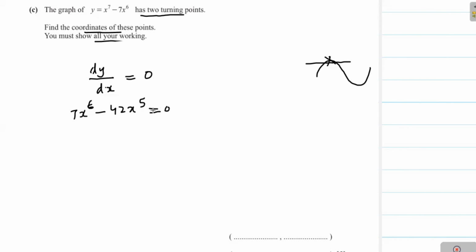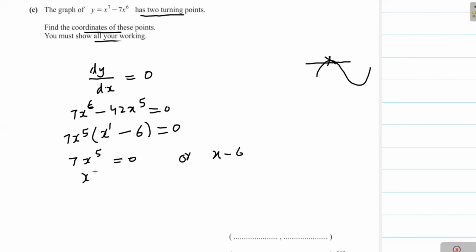This will be equal to 0. Now we take the common, this x power 5 is a common, therefore we can write 7x power 6, we write x power 1 minus 6 only equal to 0. Therefore, we can write 6 into x power 5 equal to 0 or x minus 6 equal to 0. This value is x equal to 0 and this becomes x equal to 6.